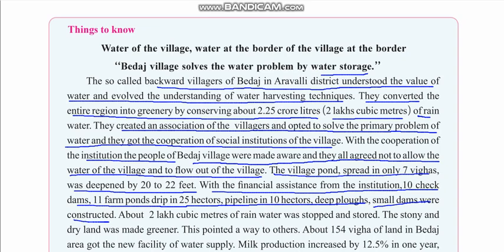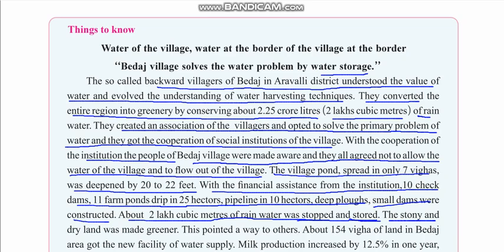See, all these things were done. Why was it done? So that the water can be stored in the village itself instead of letting it flow outside. About 2 lakh cubic meters of rainwater was stopped and stored. Why was it stored? Because when you dig a pit and let the water collect in it, after a few days that water will percolate, it will go inside the ground. When it goes inside the ground, it will increase the groundwater level, and this was done in Budage village.